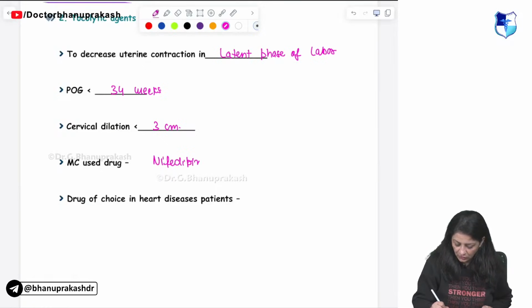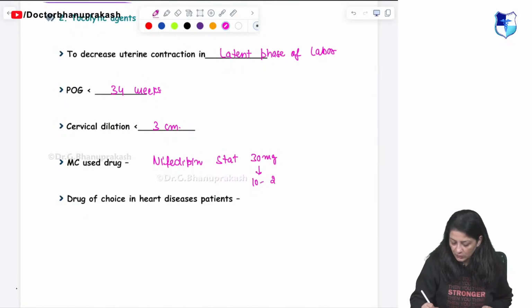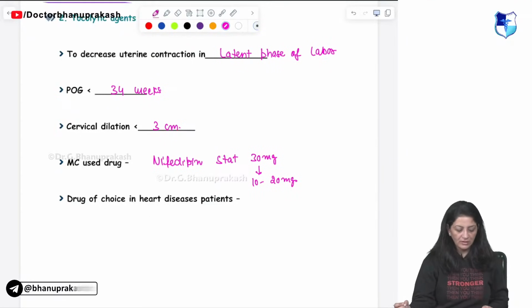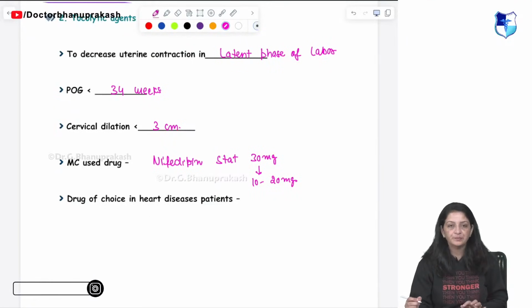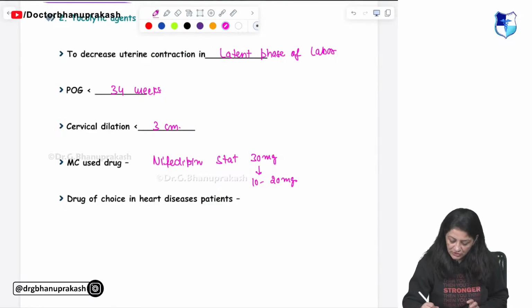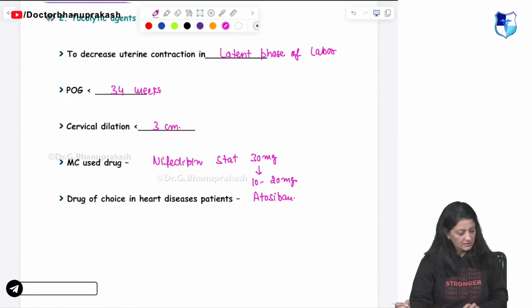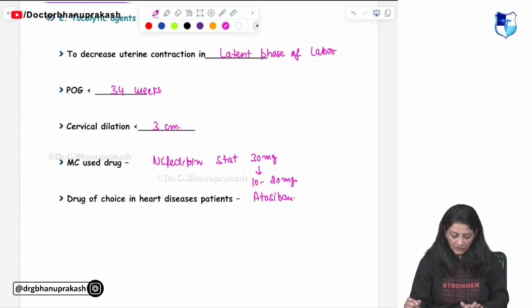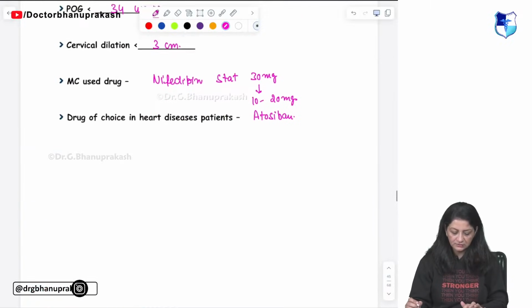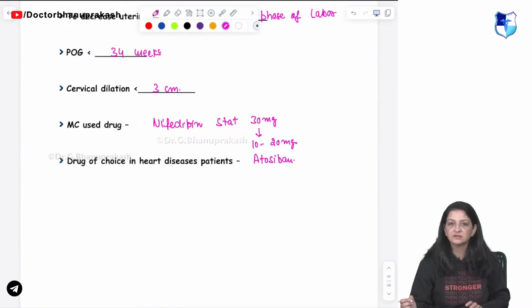Start dose 30 milligrams, then maintenance dose 10 to 20 milligrams. Most commonly used drug is nifedipine. It is also the drug of choice in heart disease patients. So what are the other tocolytic drugs?